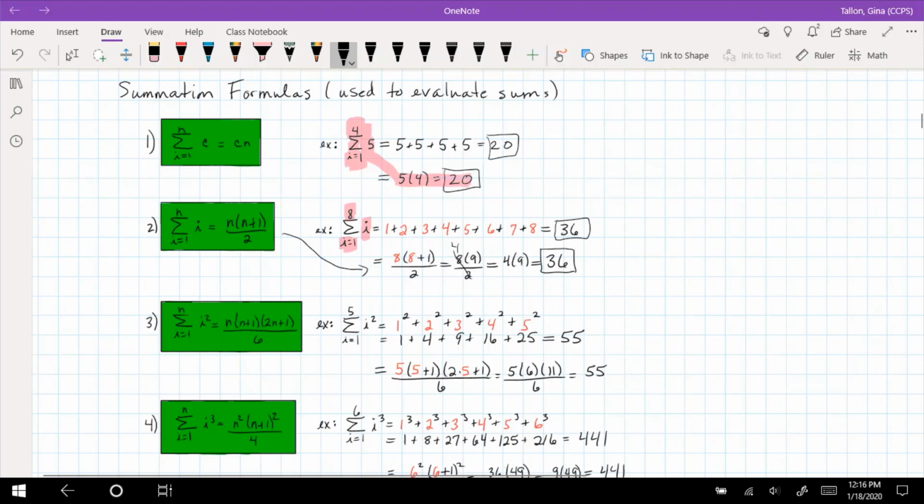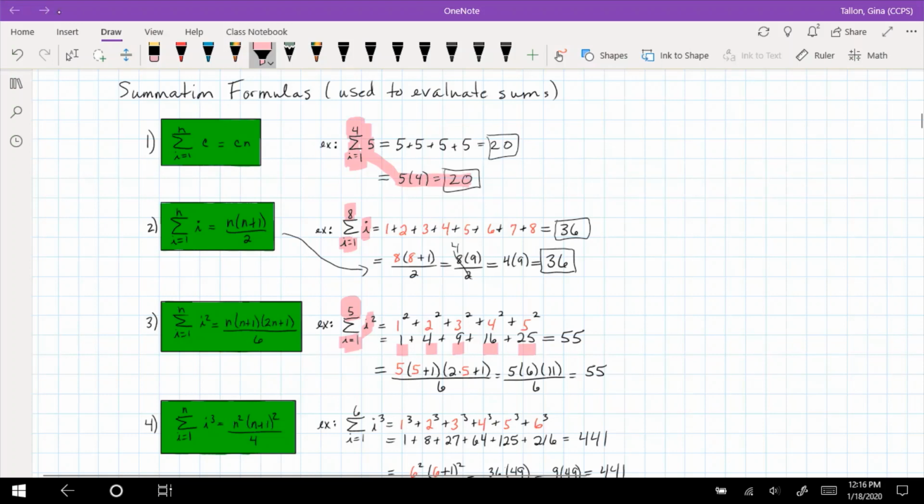The third formula here is dealing with the summation as i goes from 1 to n of i squared. And that formula is n times the quantity of n plus 1 times the quantity of 2n plus 1, all over 6. So let's do an example here. I have a summation as i goes from 1 to 5 of i squared. So I'm going to have 5 terms in my summation. So 1, 2, 3, 4, 5 terms in my summation.